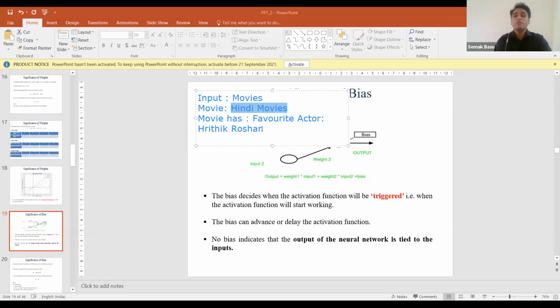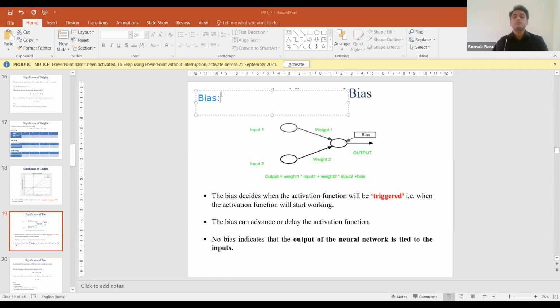So for example, in place of Hrithik Roshan, if there is some other actor X, maybe whom you don't like, then you won't watch the movie. So this input has a weight. The weight is nothing but the importance of that input, the significance of that input. Now next come to the example of a bias. What do you mean by a bias? Bias means when you are taking the decision, when do you want to take the decision, that is governed by the bias. What do I mean by that?